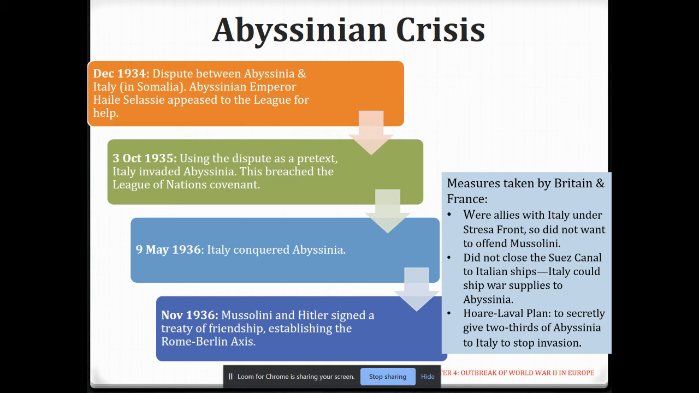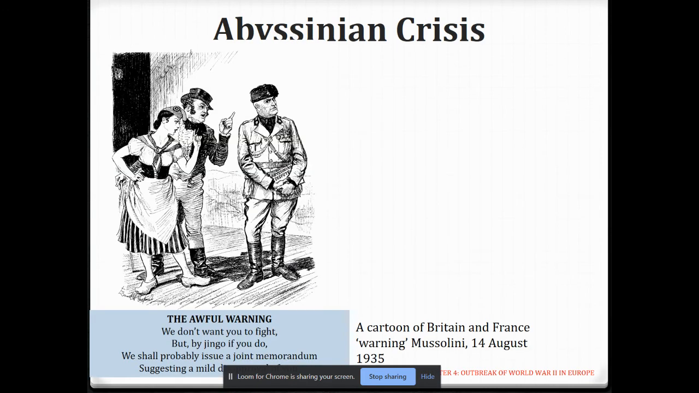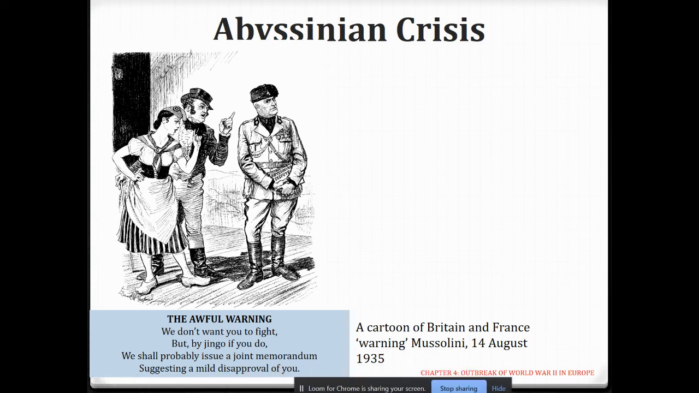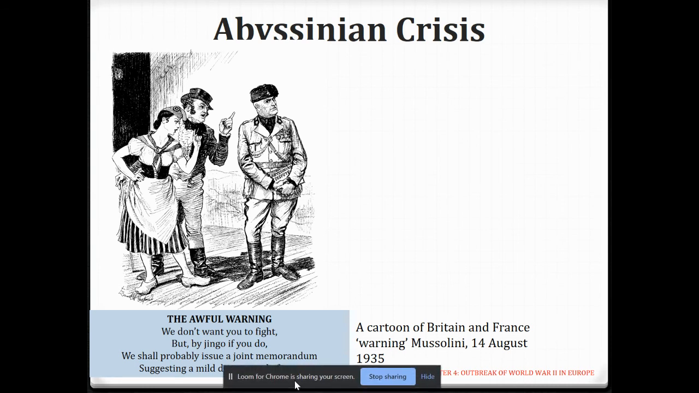And you're going to see this happening again later under Hitler's expansionist policy. Okay, it's ridiculous. It's like these countries, the major powers, are like, I'm big, I'm mighty, I can decide whatever I want to decide, even though it doesn't belong to me. Doesn't make sense at all. Okay. So again, if you look at the comic here, we don't want you to fight, but by jingo, if you do, we shall probably issue a joint memorandum suggesting a mild disapproval of you, right? So that's what the League of Nations can do, scold people, and nothing more, right?